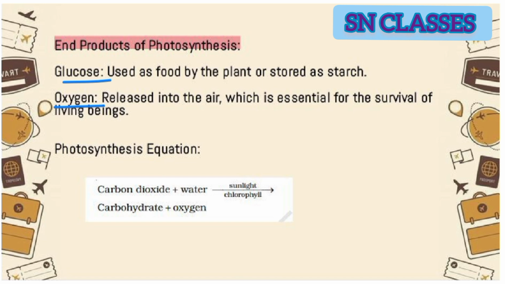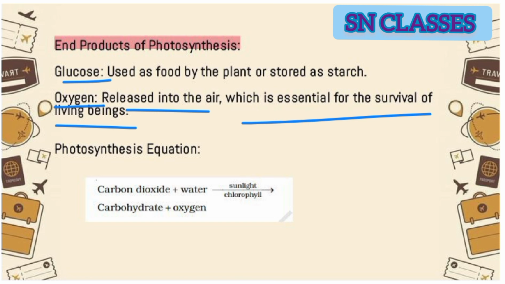And the next product is oxygen. Oxygen is released into the air, into the atmosphere, which is very essential for the survival of many living organisms like animals, plants, birds, human beings, etc.